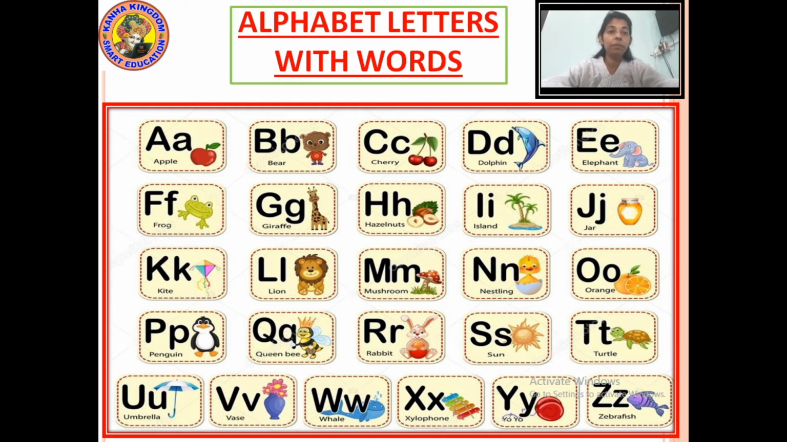Now let's see our new letter, that is T. T for turtle. Yes, great. What comes after T? U. U for umbrella. We use umbrella in the rain. Yes.